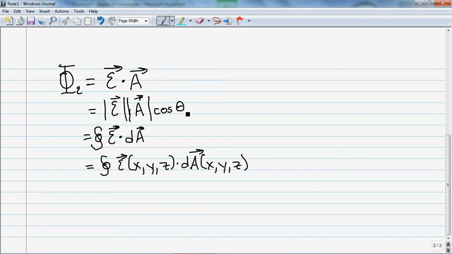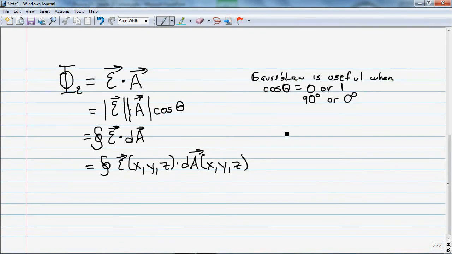Well, what we're going to find is that this cosine theta is what limits us in using Gauss's law, because there are only specific instances where this is useful. Gauss's law is useful when cosine of theta is either equal to 0 or 1. Anything in between means I'd have to figure out this angle, which means that my angle has to be either 0 or 90 degrees, or 0 degrees. So we have to think about what shapes will help us to be able to do this. What shapes can give us this kind of symmetry?